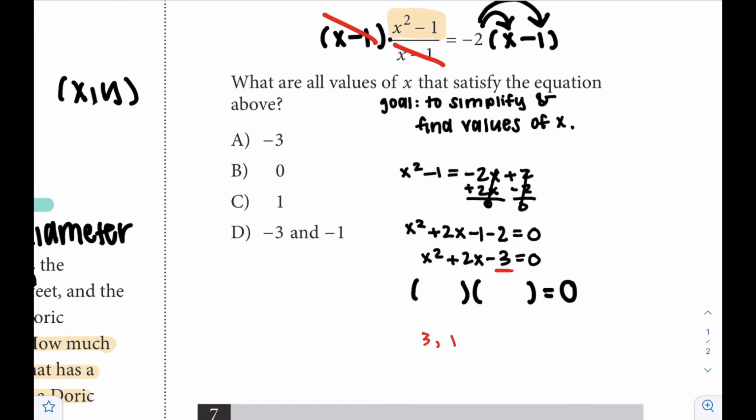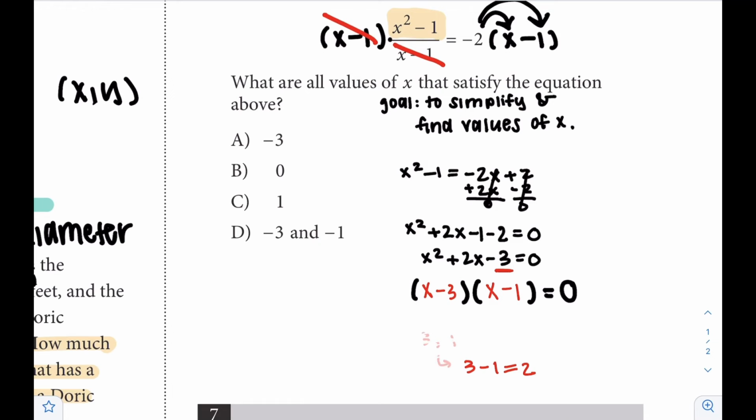3 times 1 is 3, right? We can also manipulate this to give us that 3 minus 1 is positive 2. I know this sounds a bit confusing, but just stick with me here. We're going to add an x to the parentheticals. And for now, I'm just going to write negative 3 minus 1.